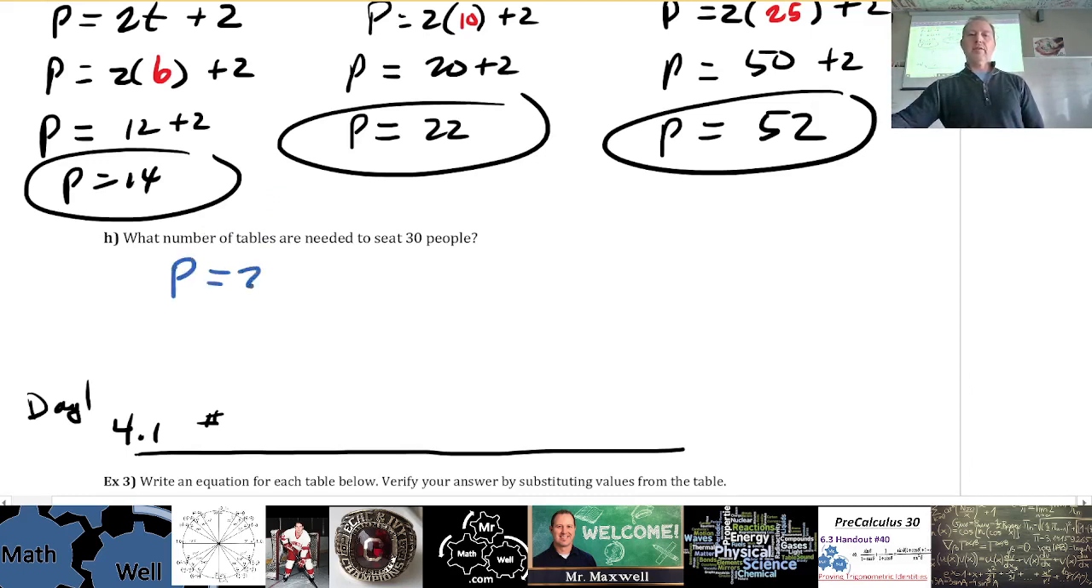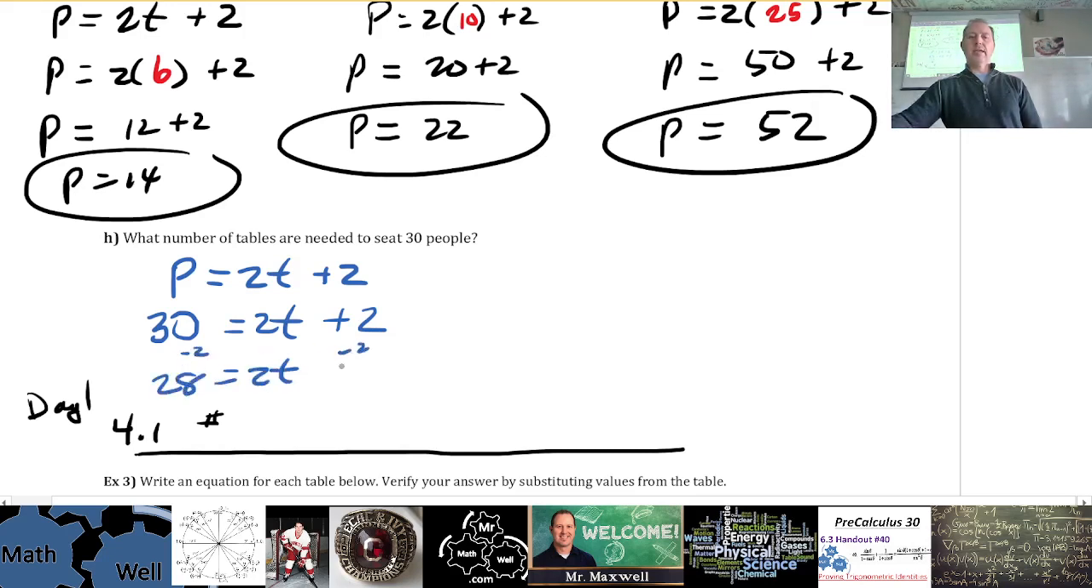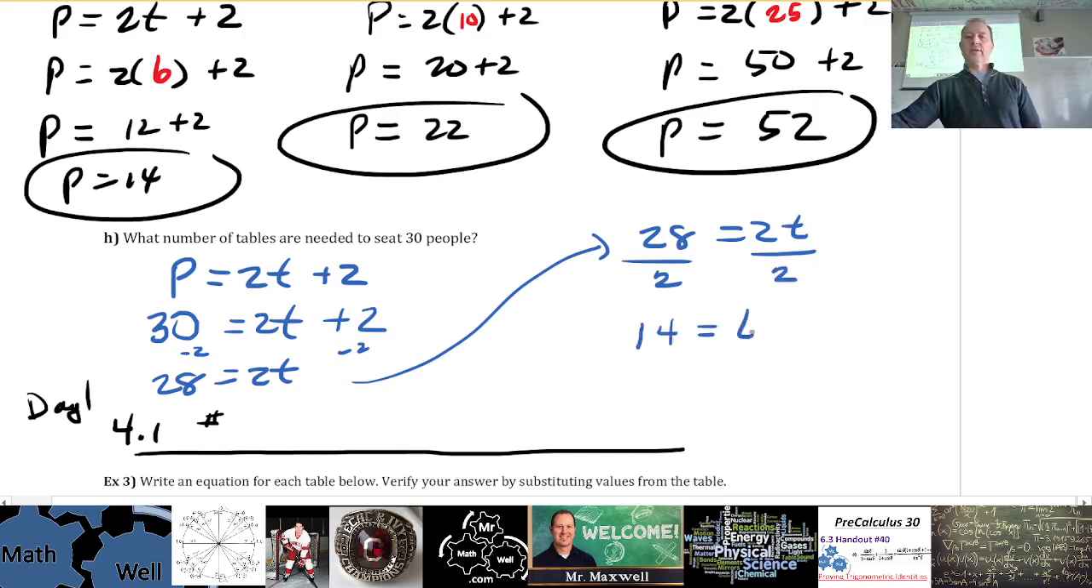People is 2 times t plus 2. So I need to find out how many tables are necessary for 30 people. I put 30 in for p, and we have to solve for t. How do we do that? Subtract 2 from both sides. I'm going to have 28 equals 2t. The next thing I'm going to do is divide both sides by 2. Quiet please. And I get 14 equals t. So the number of tables needed for 30 people would be 14 tables.